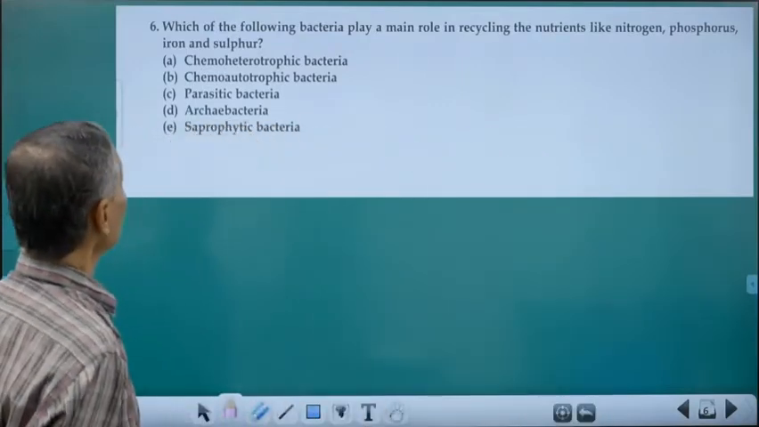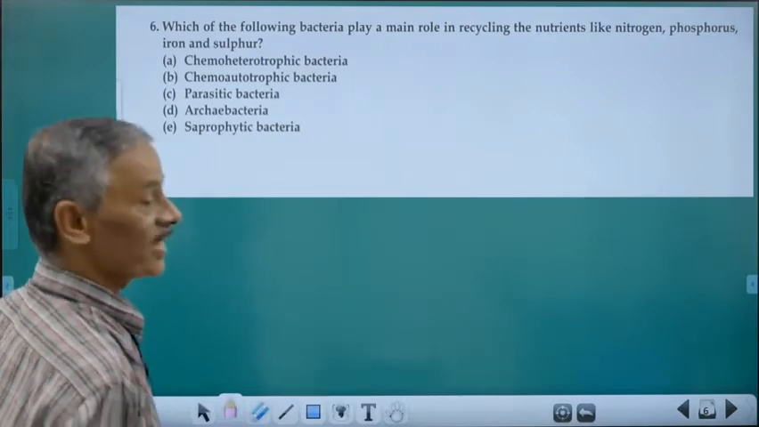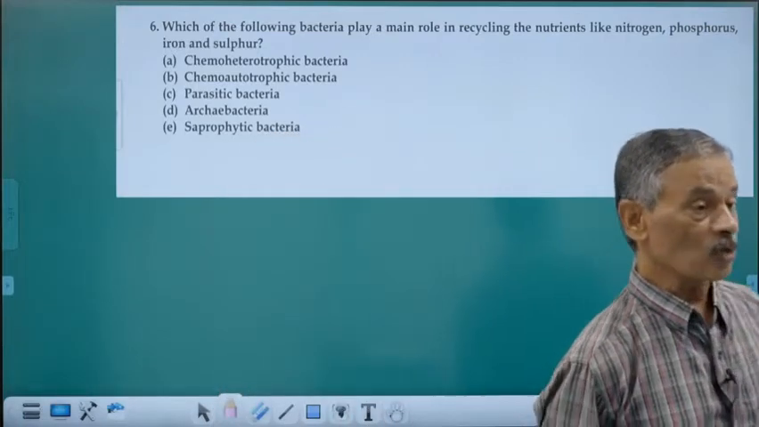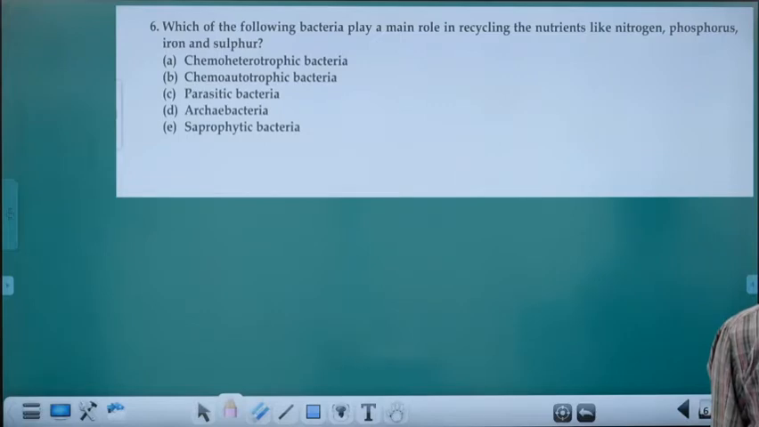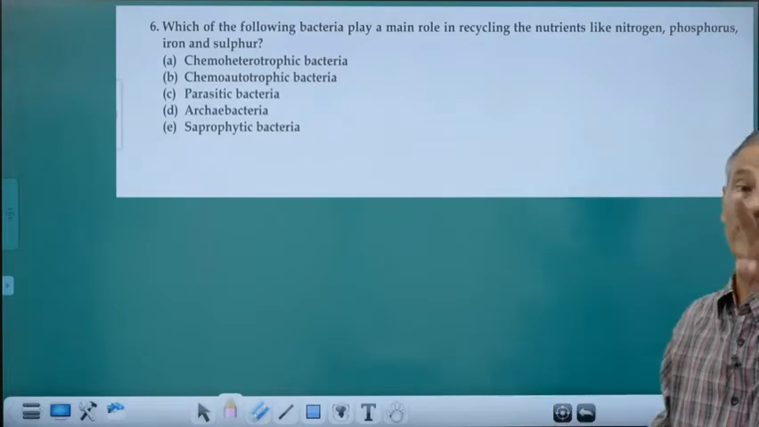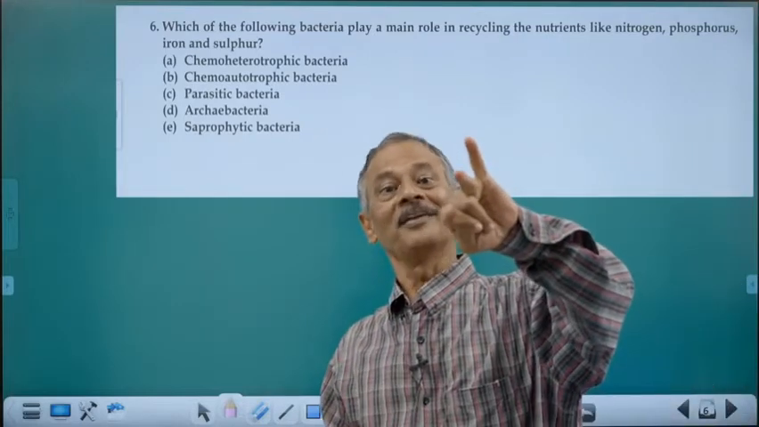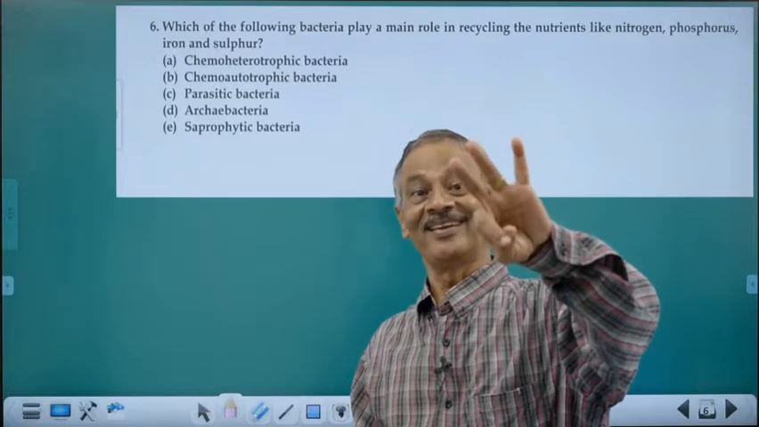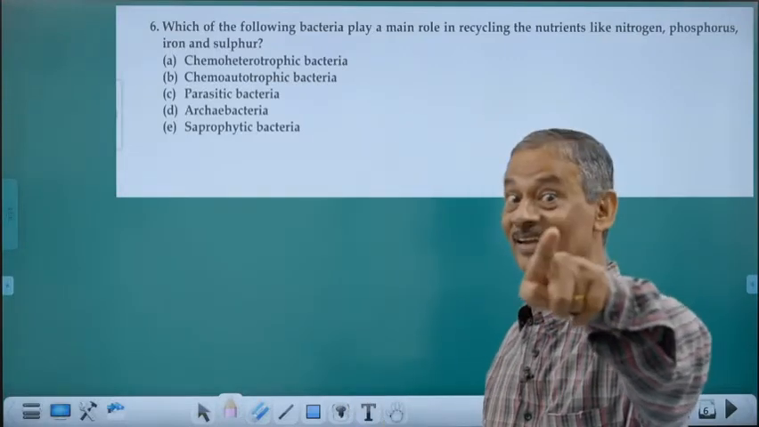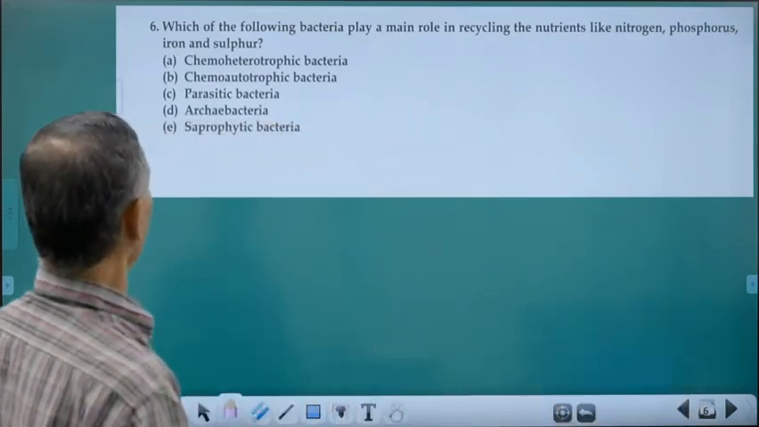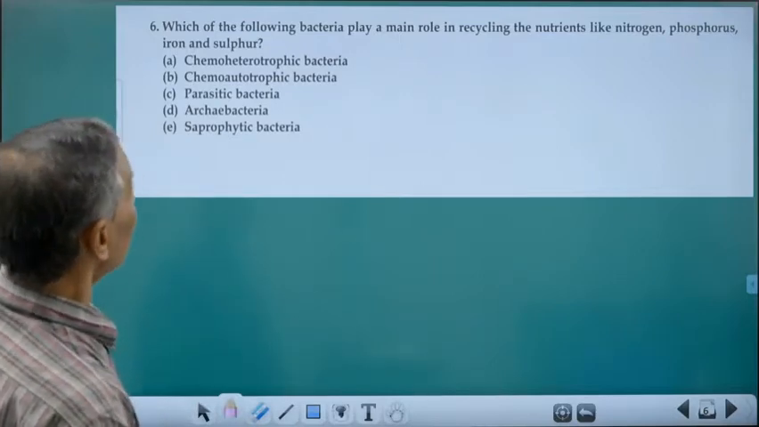Which of the following bacteria play a main role in recycling? See, bacteria are all saprotrophic, and these saprotrophs are mainly responsible for recycling of nutrients. There are decomposers which are playing an important role in recycling. In ecosystem, we are studying that there are 4 basic functions: production, decomposition, energy flow, and recycling, mineral nutritional cycling. So they are all very, very important. So which of the following bacteria play a role in recycling of nutrients?